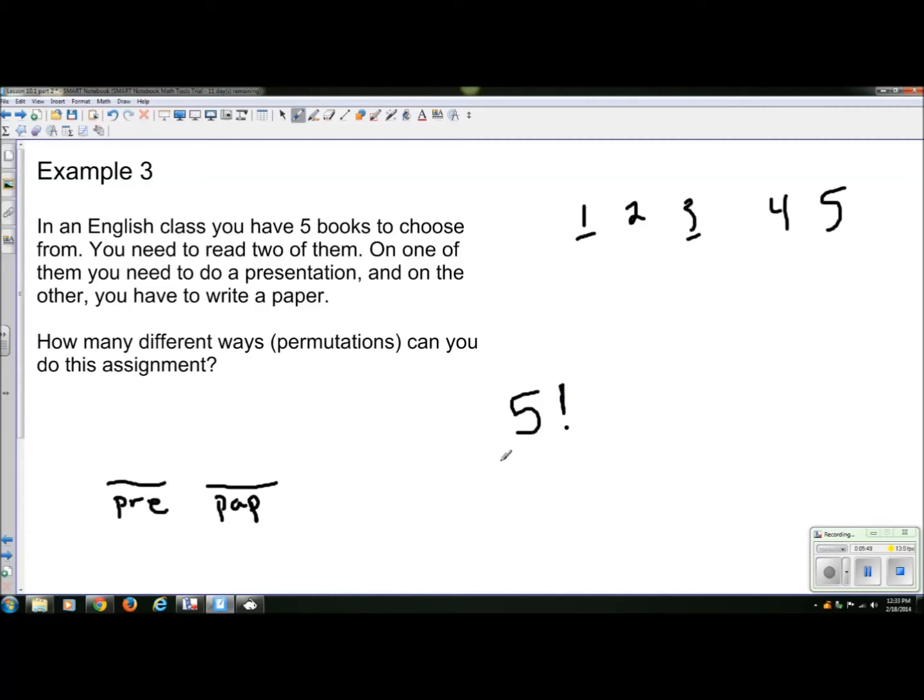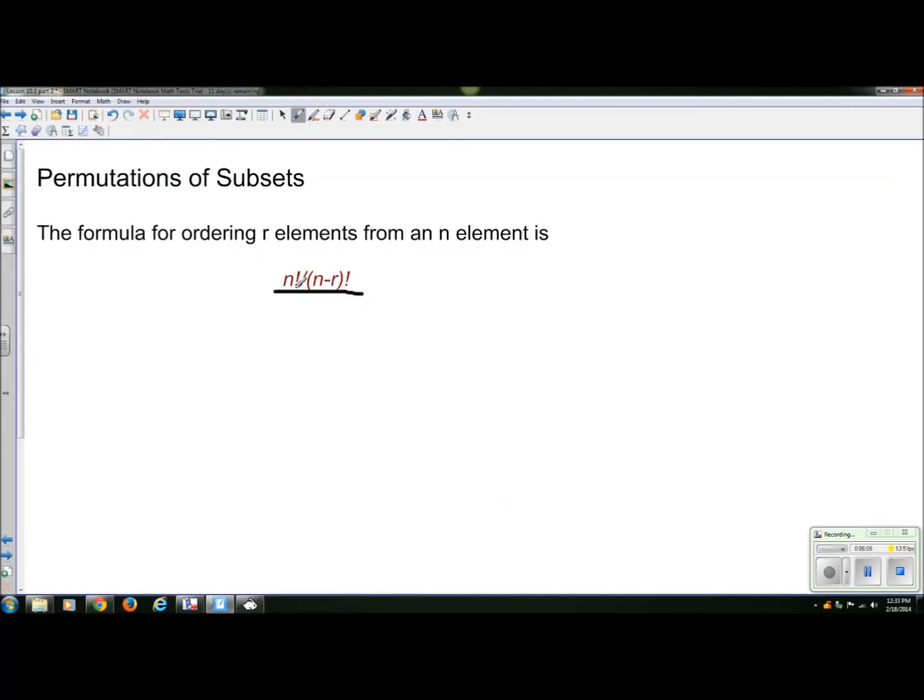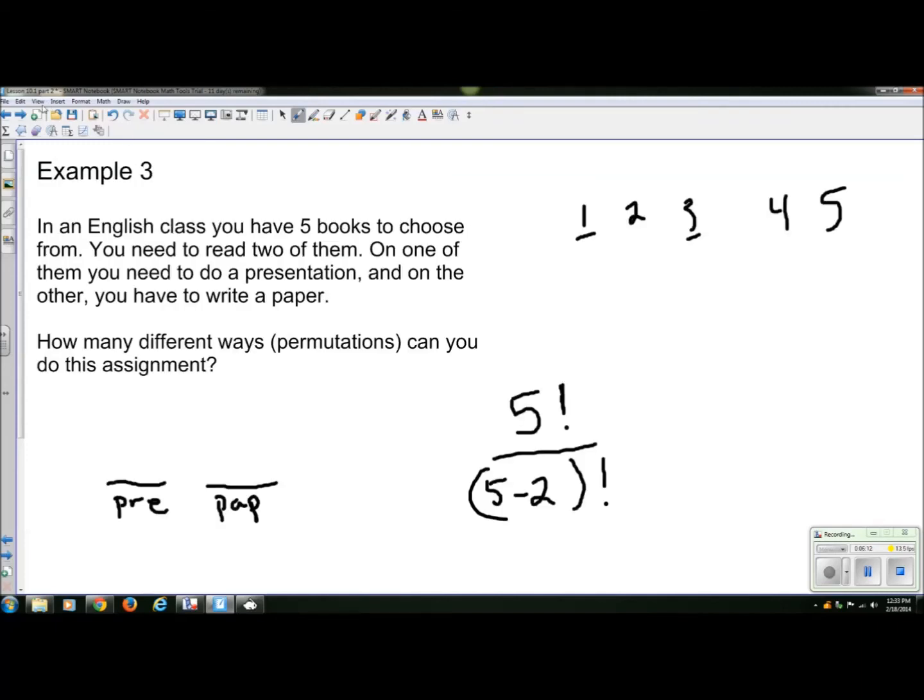But we're only taking 2 of them and ordering them. So I'm going to do 5 minus 2 factorial. By following our rule here for taking r elements from an n-element set, n factorial divided by n minus r factorial. I'm taking 2 elements from a 5-element set, so 5 factorial divided by 5 minus 2 factorial. And that gives us 5 factorial over 3 factorial.